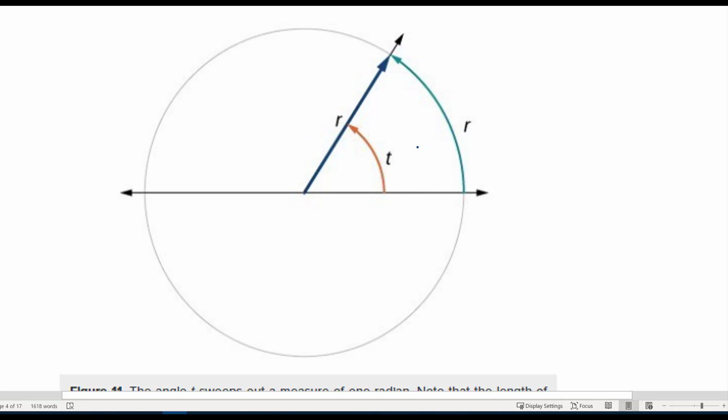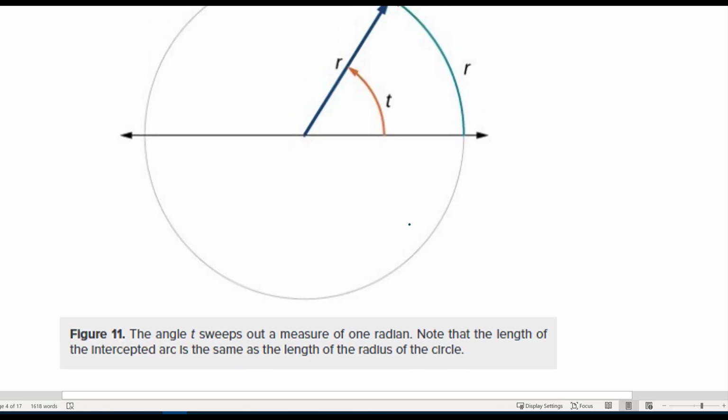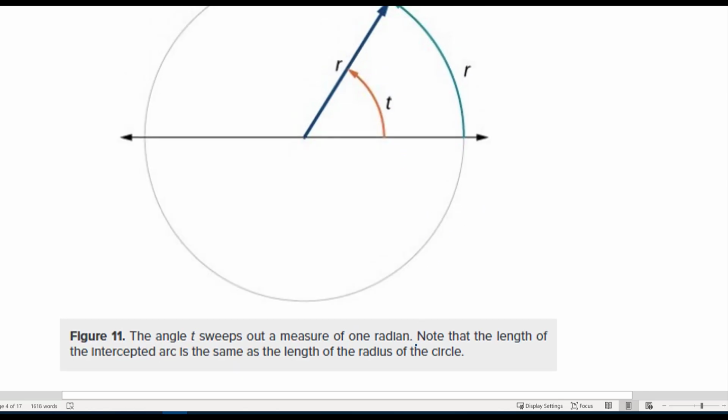So 1 radius, this radius, if you put it on the curve as an arc, you get that there. So angle T sweeps out a measure of 1 radian. Note that the length of the intercepted arc is the same as the length of the radius. So this radius, that radius. So T is 1 radian.